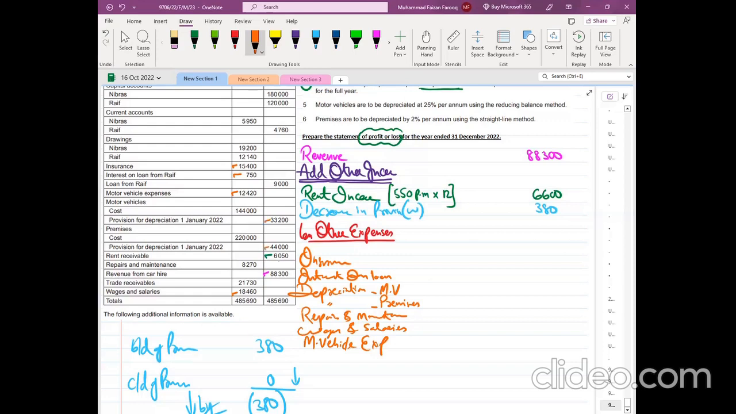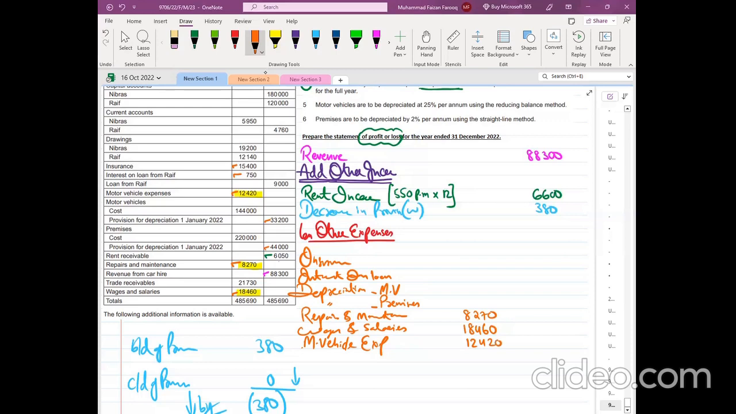Now, insurance, depreciation, interest, we know we have to compute them. There is no other option. We don't have any note for repair and maintenance, right? No. So just score easy marks. How much repair and maintenance? 8270. Wages and salaries, there is no note about wages and salaries. So just write it and score easy marks. Motor vehicle expenses, no note about that. So we try to earn the easiest marks first.